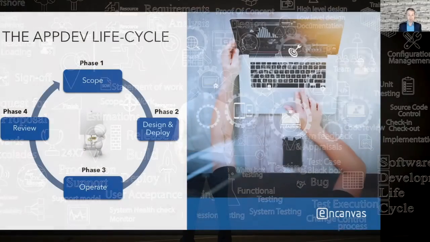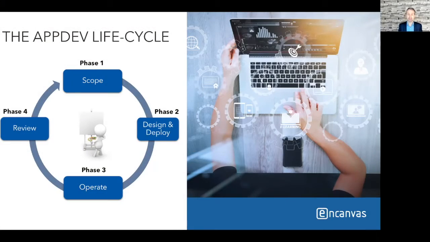Like humans, applications have a life cycle. It begins with the scoping of the application, understanding what it needs to do, who it's for. It then moves on, having defined the requirements, into a development mode, designing the application and eventually deploying it.